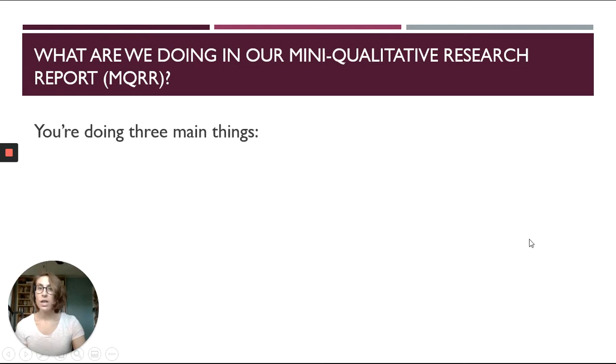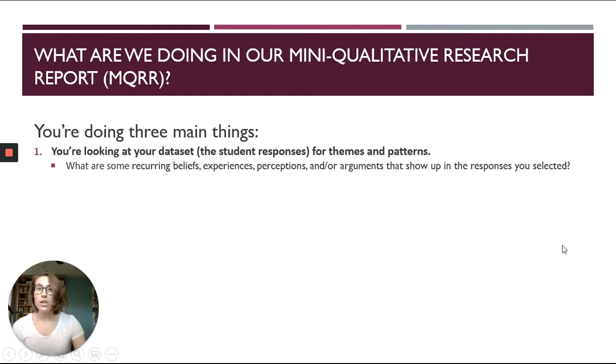In a nutshell, you're going to be doing three main things, right? First, you're looking at your data set or the student responses for themes and patterns. So what are some of the recurring beliefs, experiences, perceptions, or arguments that show up in the responses you selected?